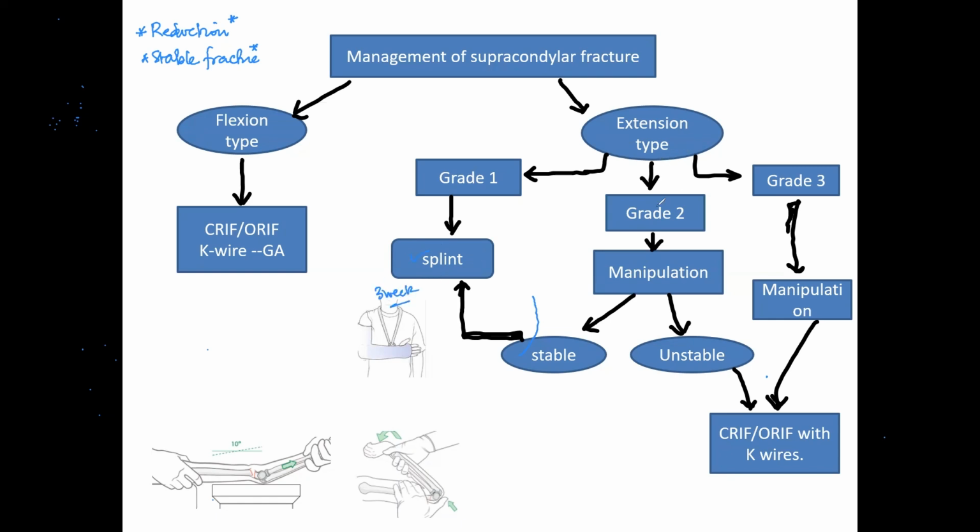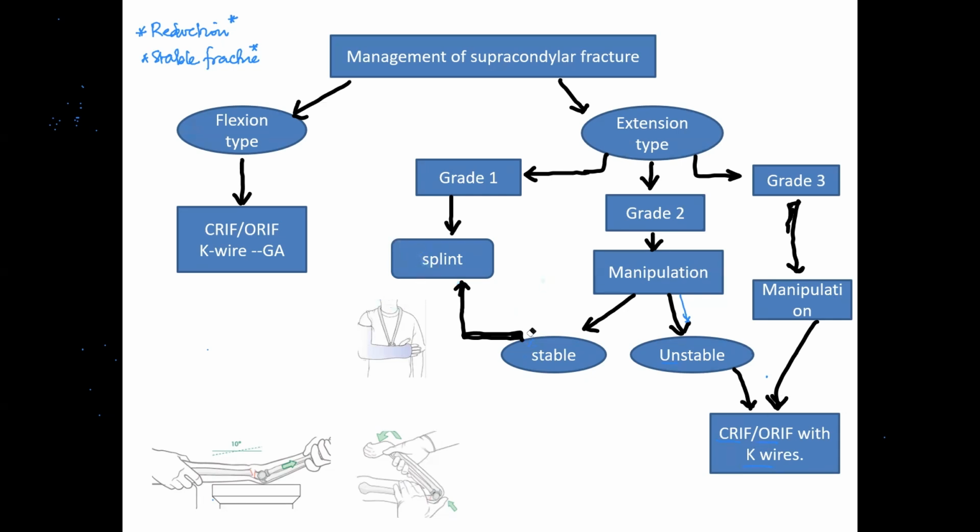If the patient is having a grade 2 or type 2 supracondylar fracture, we need to go for manipulation. After manipulation, if it becomes stable and well reduced, treat it as grade 1 and apply the splint. But if you feel it is unstable, you need to go for open reduction or closed reduction with K-wires. Whereas grade 3, you always need to go for manipulation and fixation with K-wires. Hope this explains the treatment plan.